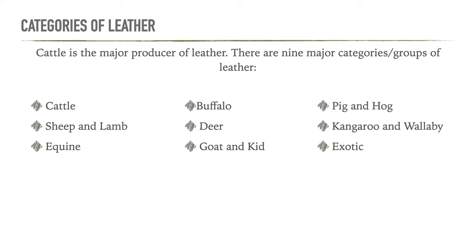Cattle leather is a product of cow, steer, and bull hide. It is used to create upholstery as well as gloves and garments. Take a moment to review Table 6.1, 9 major categories of leather on page 111 of your textbook for a complete list of all categories of leather and their uses.